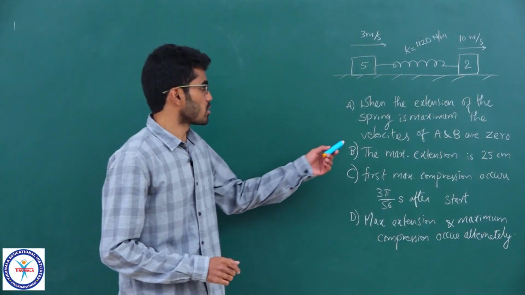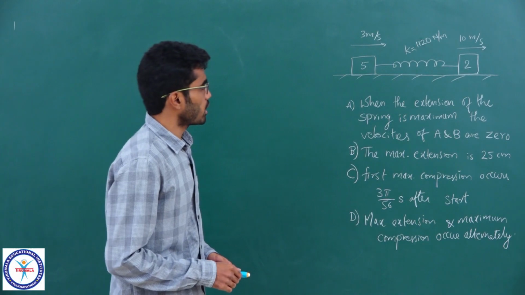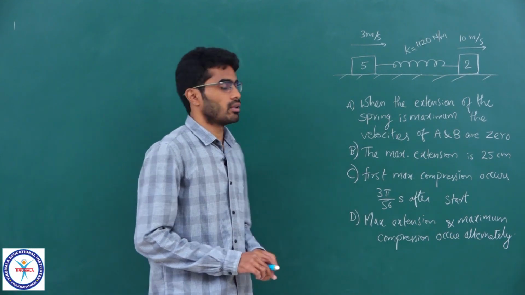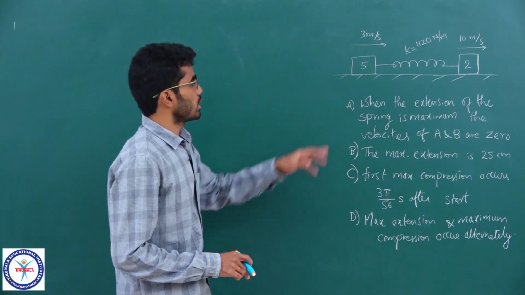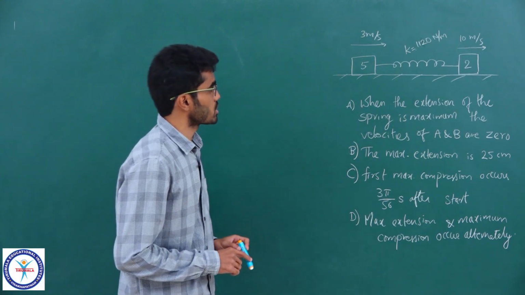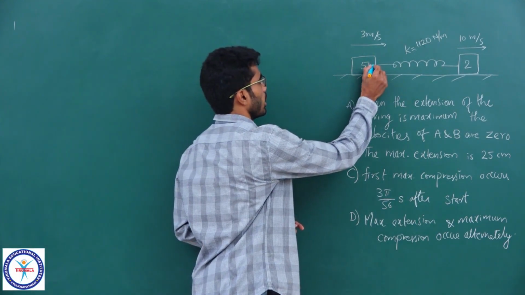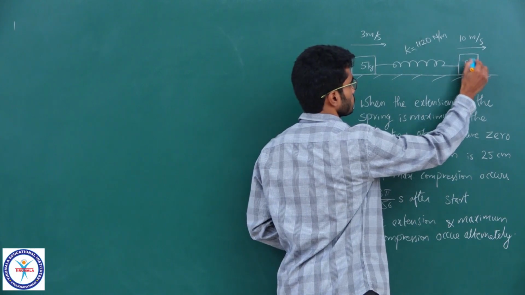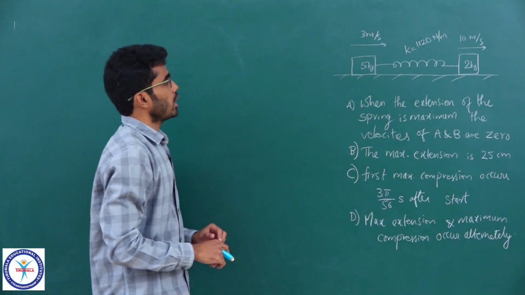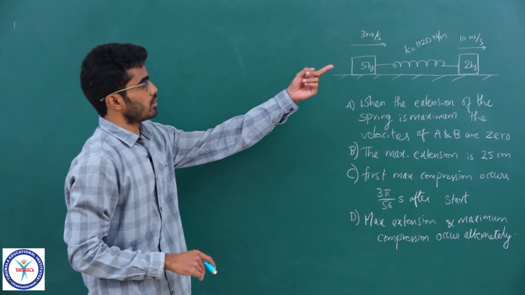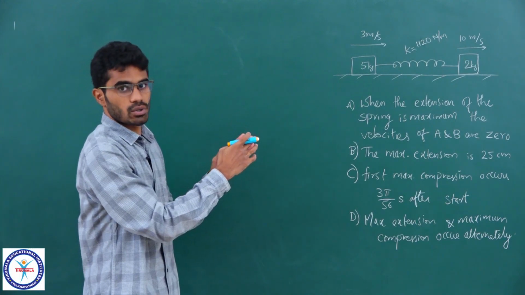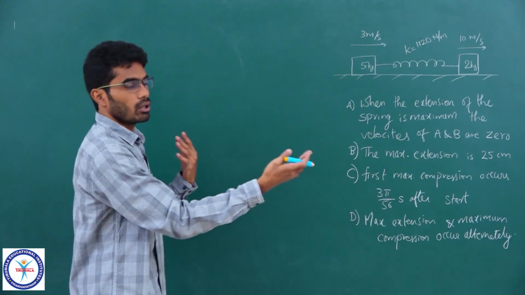So, let us look at the first option. When the extension of this spring is maximum, the velocities of A and B are 0. So, we have two blocks here attached with a spring, and the initial velocities are shown 3 meter per second and 10 meter per second. This is a 5 kg block, and that is a 2 kg block. Initially the spring is unstretched. Now, what happens? Initially the 2 kg block has much larger velocity. So, the spring starts to elongate, and there will be oscillations.